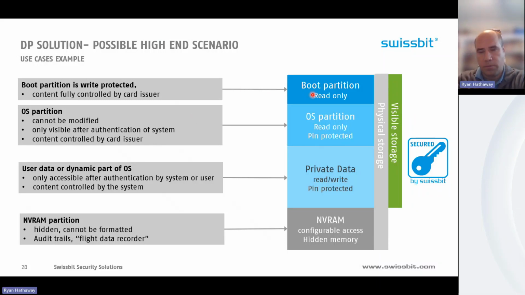Again, this is useful for our customers to make sure that their data is not being altered, but it's also making sure their data is not being harvested. It's protecting their intellectual property. For example, private data, which is read-write, but also PIN protected. It's a more dynamic part. And then lastly, we have the hidden memory, what we call our NVRAM, right? This is on the physical storage, but totally invisible to the user. This data can only be accessed using special Swissbit software on a controlled computer.